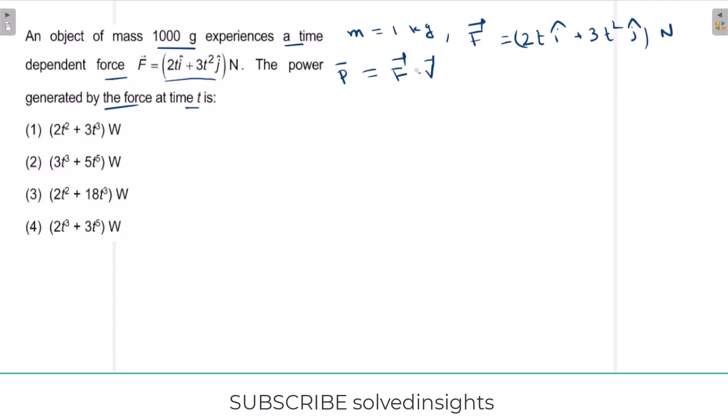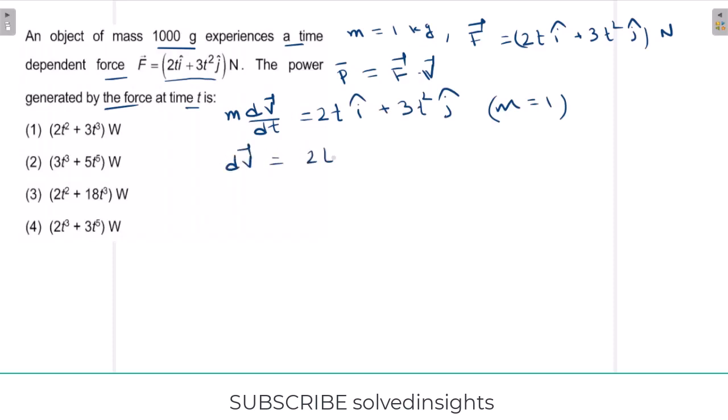Now we know the force F, but we don't know the velocity V. So first we have to find the velocity. Now F vector is equal to m a, that is mass into acceleration. Acceleration is dv by dt. So m dv by dt is the force, equal to 2t i cap plus 3t square j cap. Now m is equal to 1. Put the value of m as 1, so dv is equal to 2t i cap plus 3t square j cap dt.